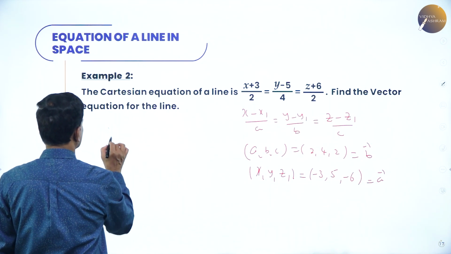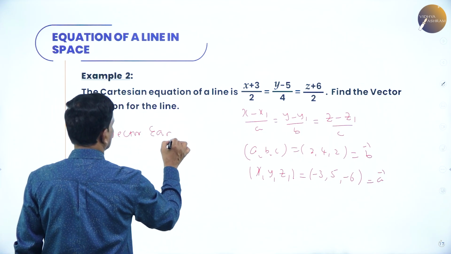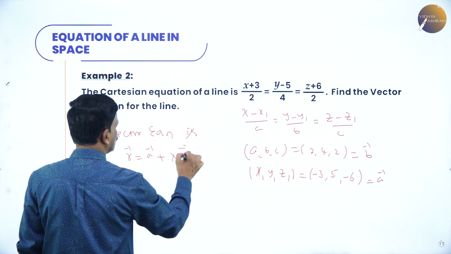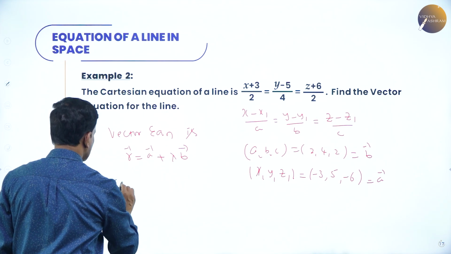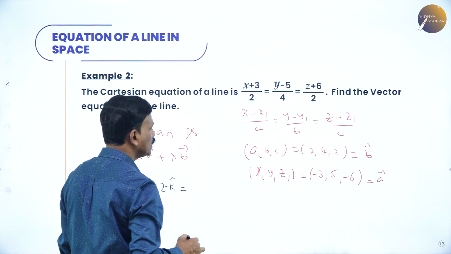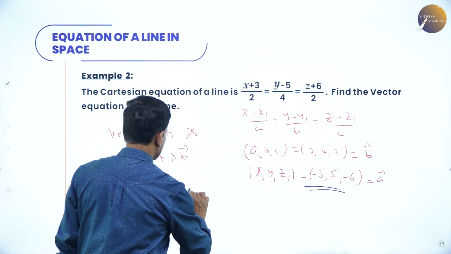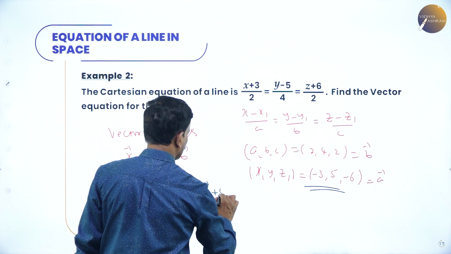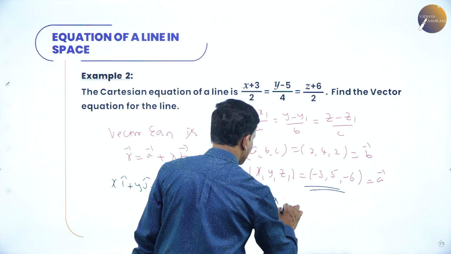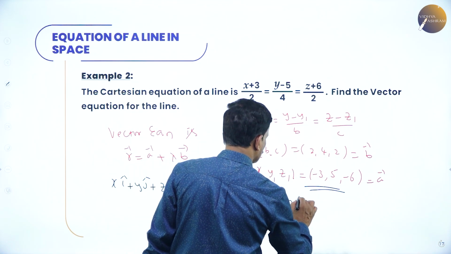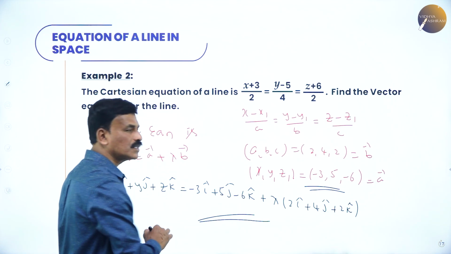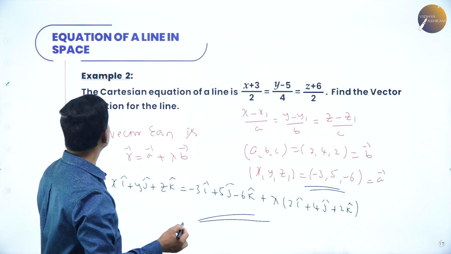What is the vector equation? The vector equation is vector r equals a plus lambda times vector b. What is r? r is xi plus yj plus zk, equal to vector a. What is vector a? It is minus 3i plus 5j minus 6k, plus lambda times vector b. What is vector b? 2i plus 4j plus 2k. This is the vector equation. That's it. If you do this much, you will get 2 marks.